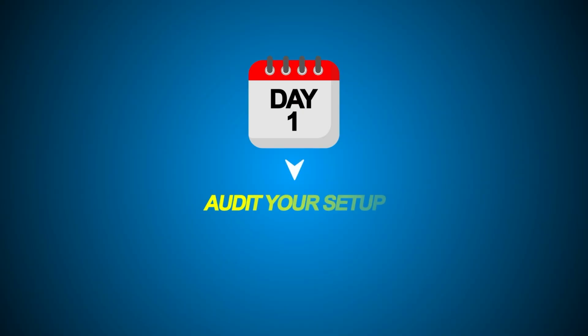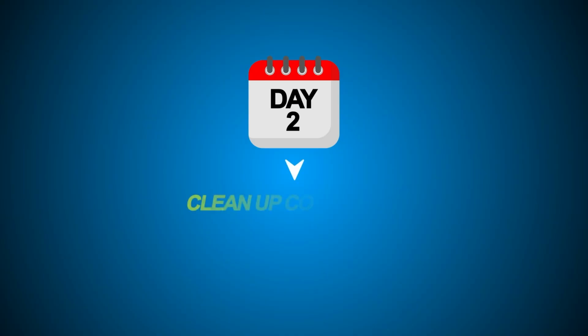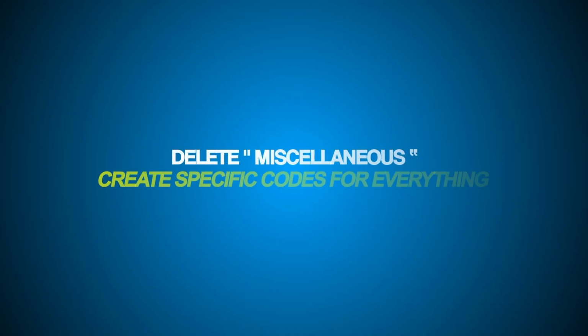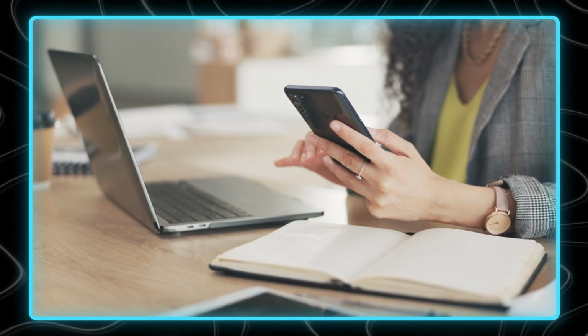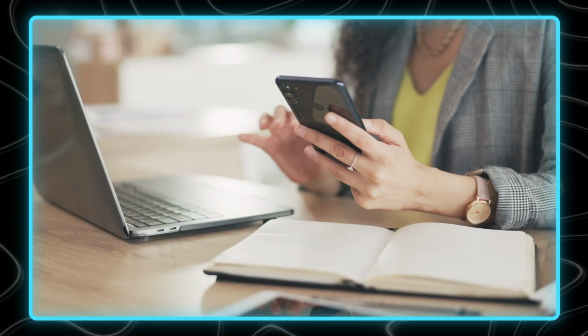Day 1, audit your setup. Open every active job in Buildertrend. Check if estimating matches budgets. Look for missing cost codes. Find the gaps. Day 2, clean up cost codes. Delete miscellaneous. Create specific codes for everything. Map them to QuickBooks. This is your foundation. Day 3, set up WIP reporting. Pick a day. I recommend Wednesday, and commit to reviewing WIP weekly. Put it on your calendar, make it sacred.